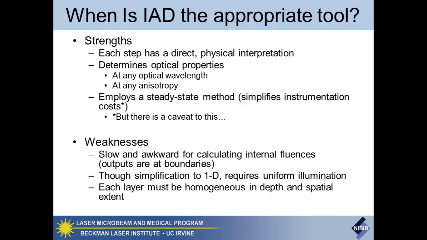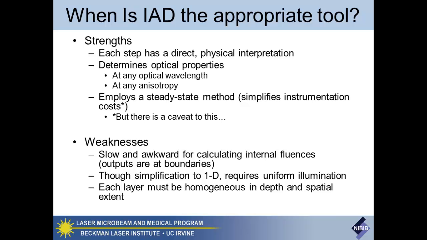It employs steady state methods, so it somewhat simplifies the costs of instrumentation, but the cost of doing that is that if it's too simple of an instrument, it'll never be accurate enough for what you need. So there are always some trade-offs there. But the drawback for inverse adding doubling is that if you're interested in calculating internal fluences, this is not the tool for it.